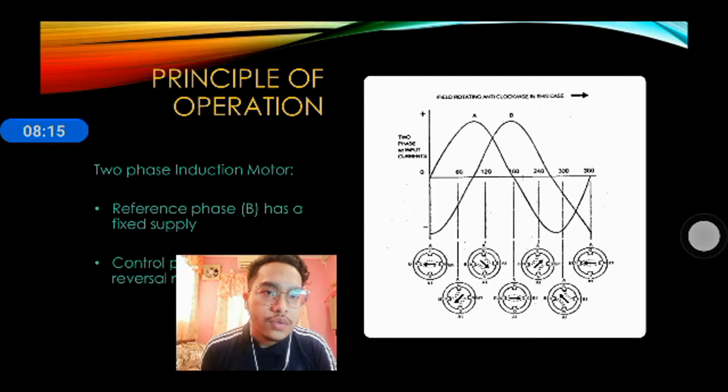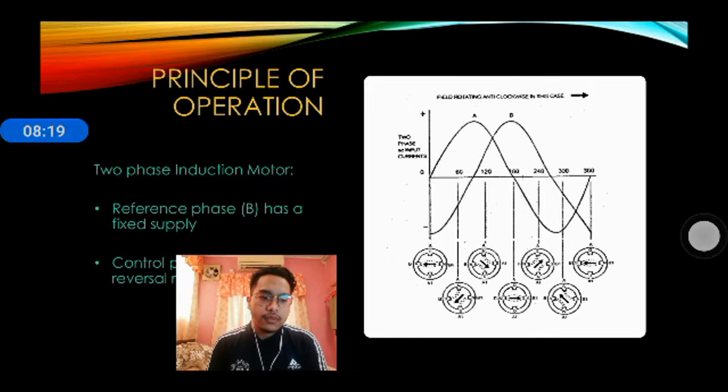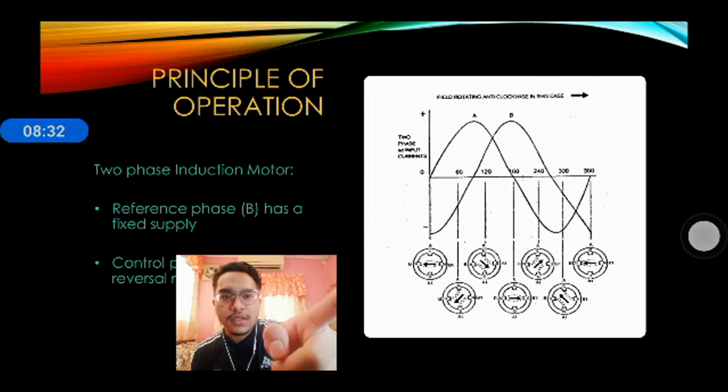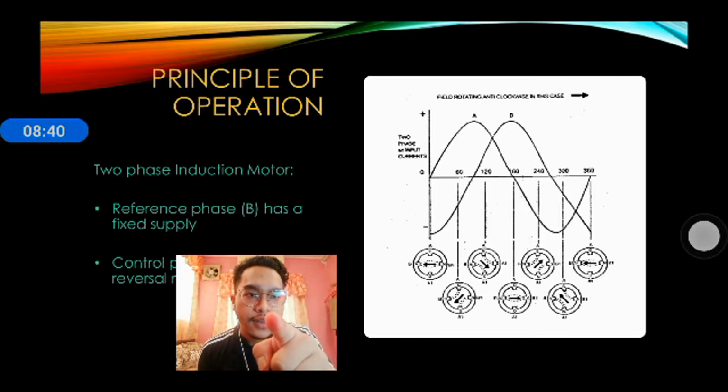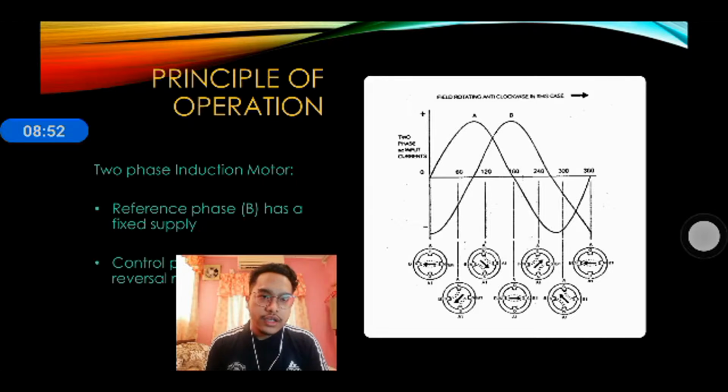At position 1, which is 0 degrees, the current in phase A is zero. In phase B, B is negative, which makes B1 north and B south pole. We go to the next. Next is position 2, 60 degrees. The current in phase A is positive and B is negative, which makes A north pole and A1 south pole. B1 is north pole and B is south pole.